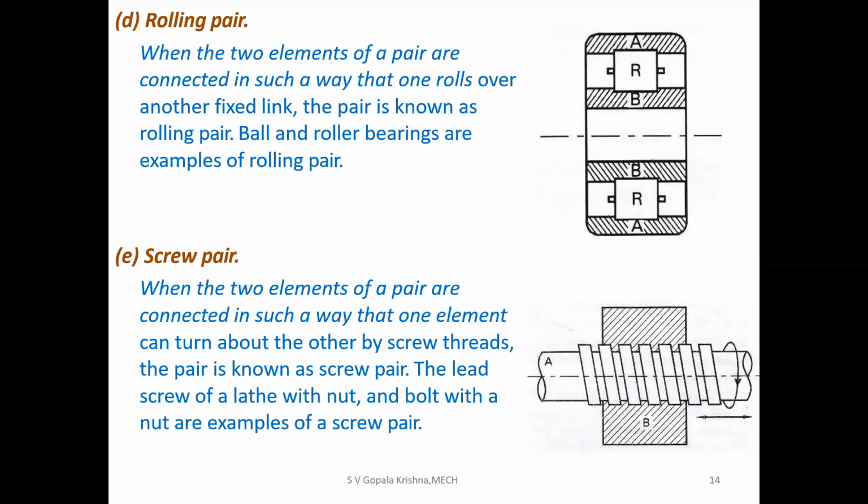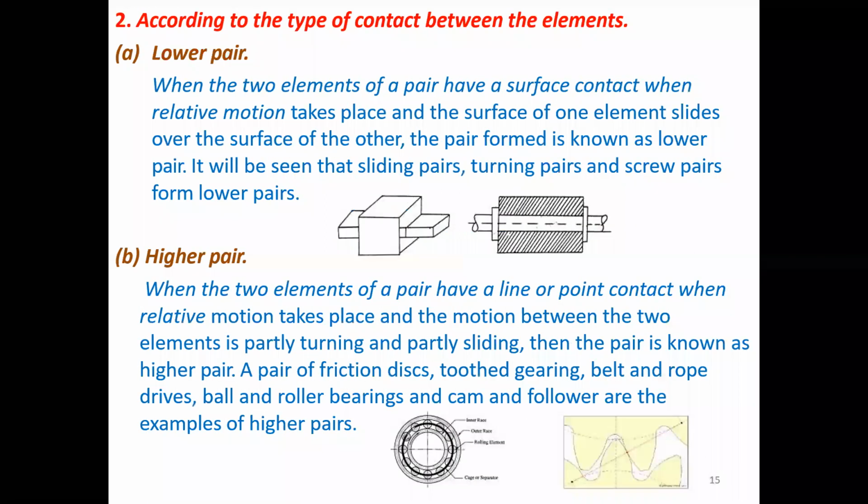Coming to the type of contact between the elements, there are two types of contacts: one is the lower pair and the other is the higher pair. Lower pair means when the pairs have surface contact. And when the pairs have line or point contact, it is the higher pair.